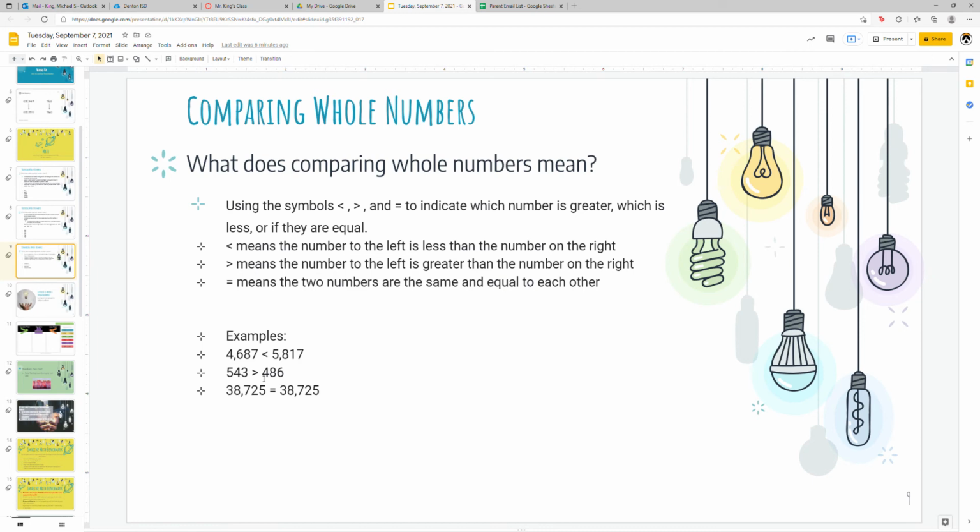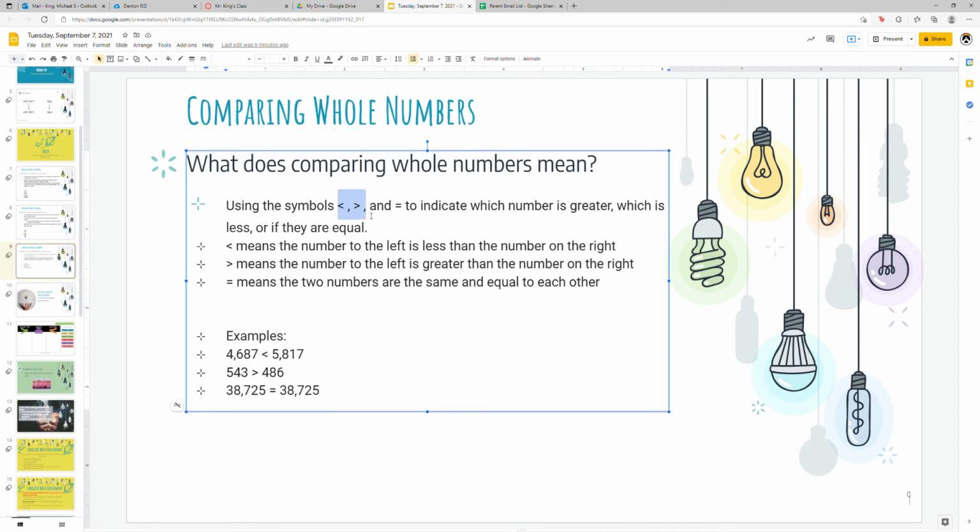So what about comparing whole numbers? What does comparing whole numbers mean? Usually for us in math, it's using the symbols less than, greater than, or equal to indicate which number is greater, which is less, or if they are equal. So this symbol right here is the less than symbol.